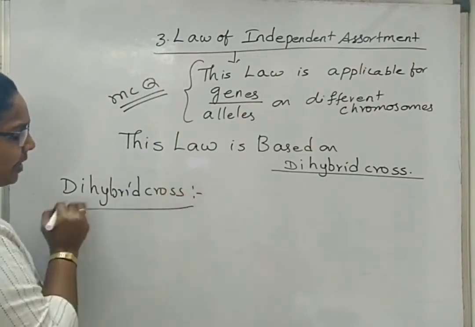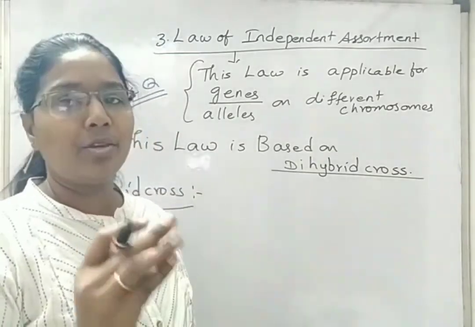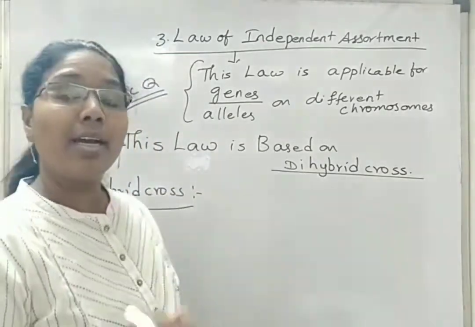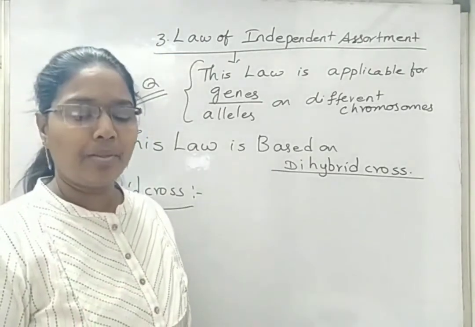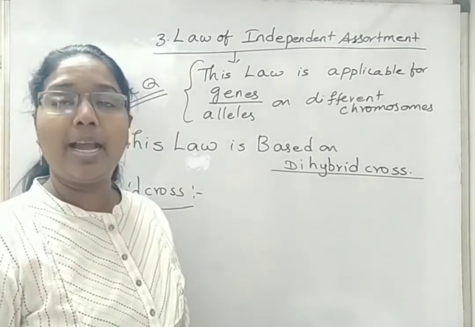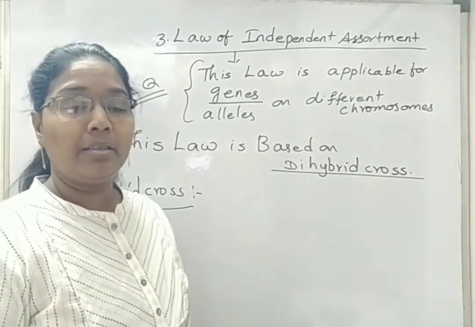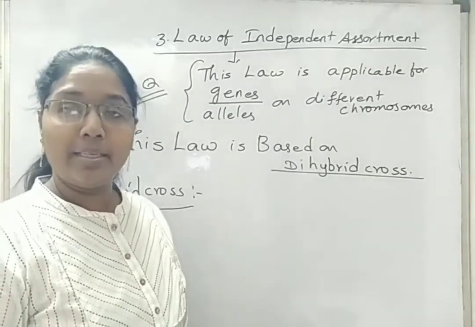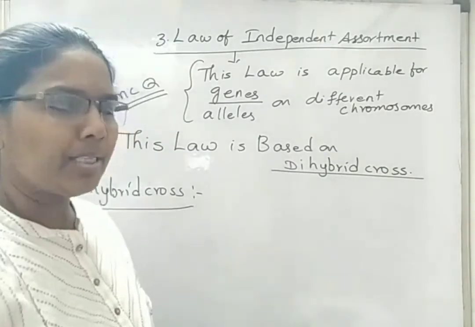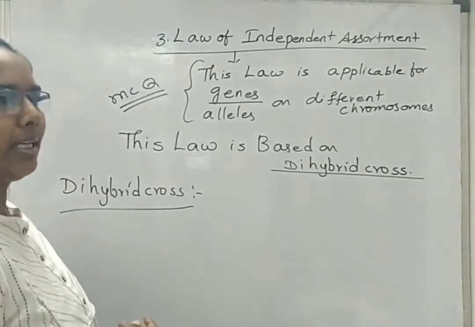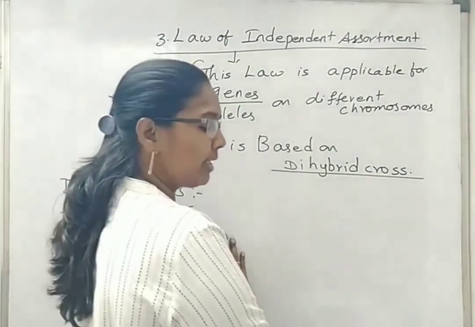See, when we are considering only one type of character, it can be any one of the 7, either height or flower position, etc. But when we are talking about mixing 2 different characters, it can be height of the plant or color of the flower, or height of the plant or shape of the seed, or height of the plant or color of the seed, or height of the plant with position of the flower, etc. So we can mix any 2 characteristic features or phenotypes, and we can explain this law of independent assortment. So we'll see what is dihybrid cross.